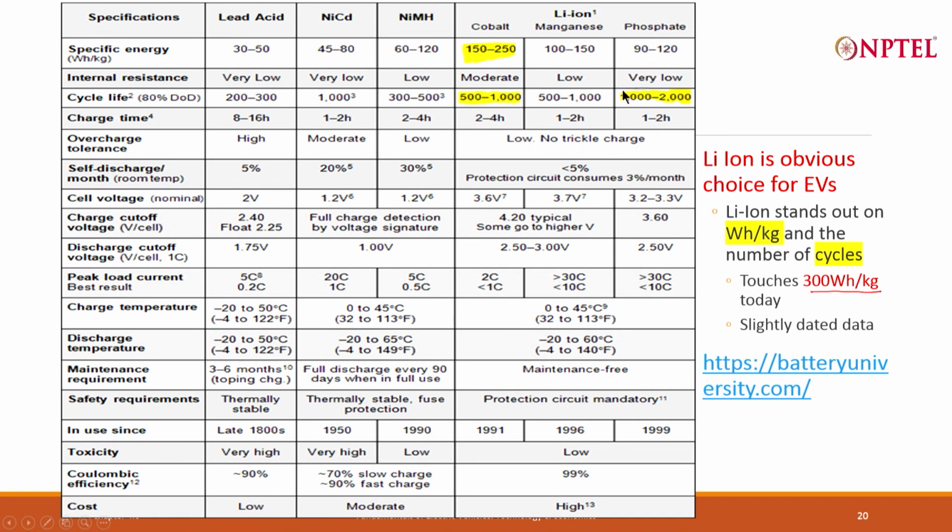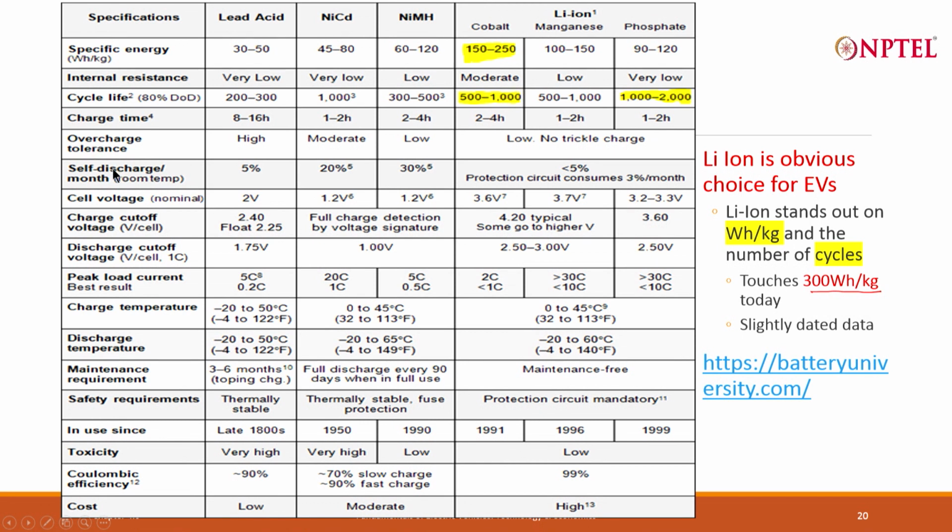Internal resistance, we want that to be low, because otherwise that much heat will get dissipated. Cycle life, we want the cycle life to be close to 2000, at least 1000, 2000. So, this is not entirely correct. The cobalt NMC battery today will give you close to 2000 cycles, and even 5000 cycles. There are batteries which give you 5000 cycles. Charge time ideally is 1 to 2 hours, 1 hour occasionally. They impact the life of the battery.